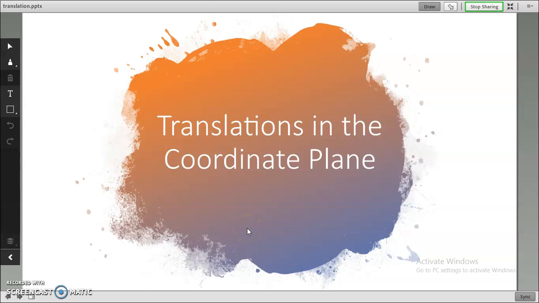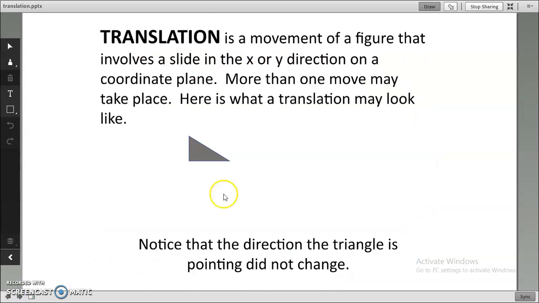Hello, today we're going to look at translations in the coordinate plane. A translation is a movement of a figure that involves a slide in the X or Y or both on the coordinate plane. More than one move may take place. Here's what a translation may look like. Up and down, left to right, both.